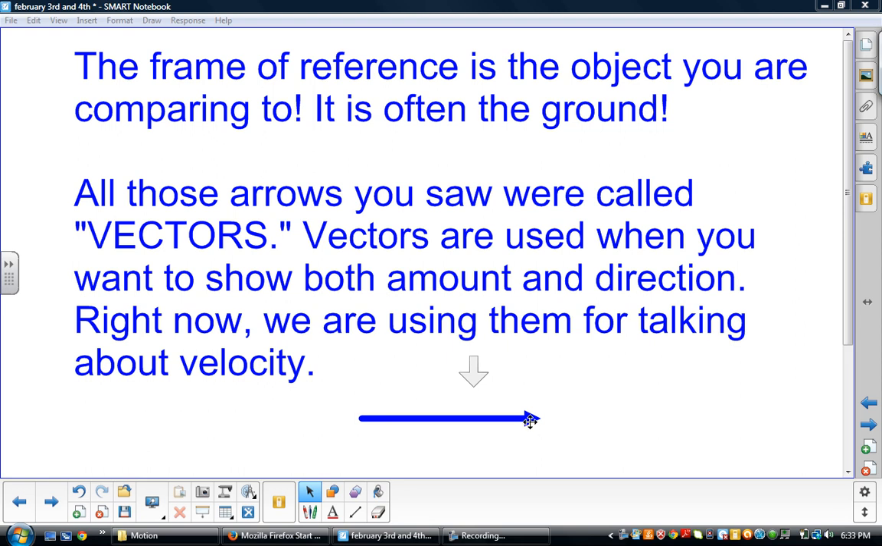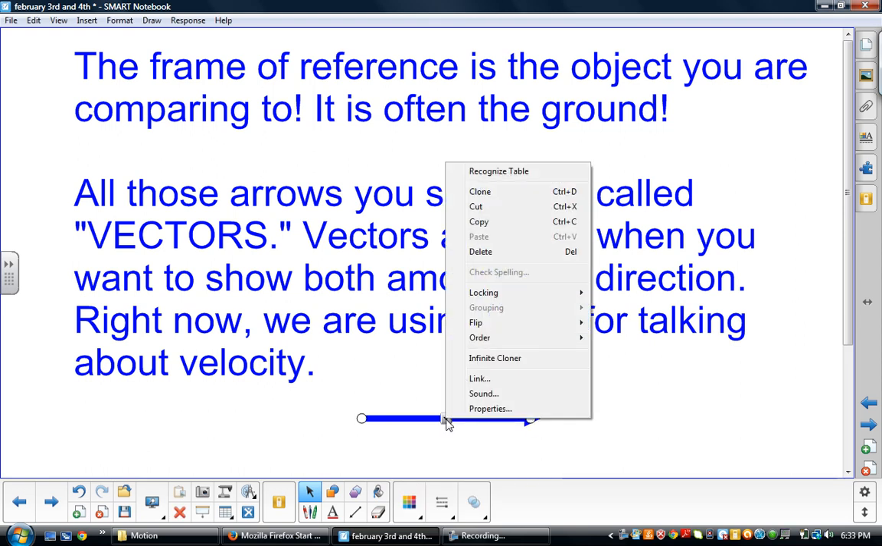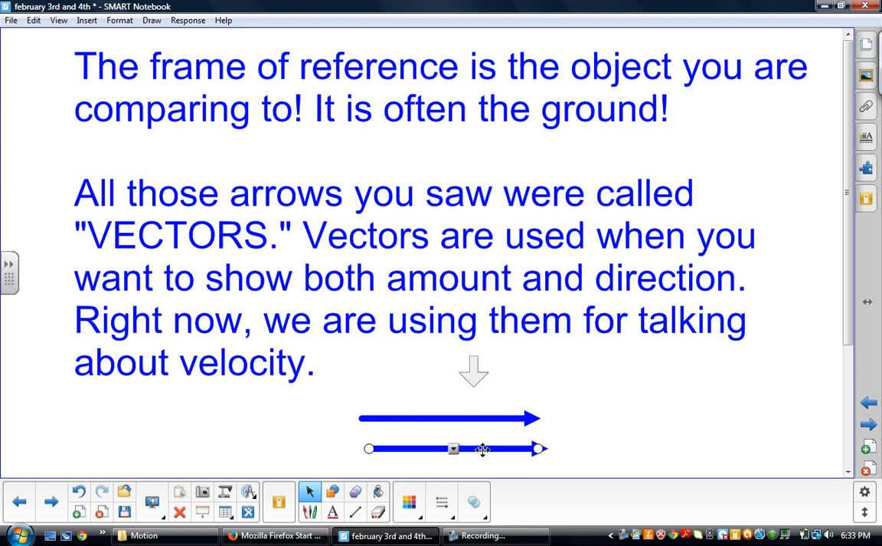Alright, so if we were calling this arrow 17 meters per second, then if we wanted to show a vector arrow for 15 meters per second, we want to make that just a little bit shorter. If we wanted to show 15 meters per second going in a different direction, we'd have the arrow pointing in the other direction. We use vectors a lot in science. Anytime that we want to talk about a measurement that has amount and direction, we're going to use vectors. But right now, we're just going to use them when we're talking about velocity.